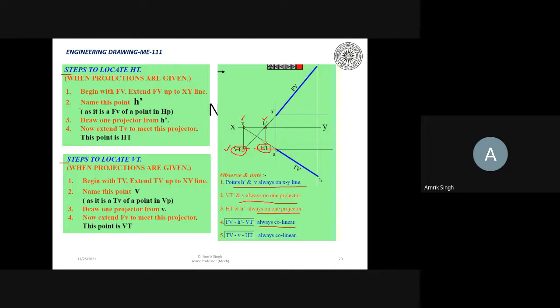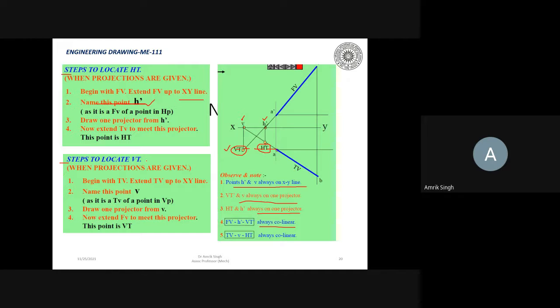So these are the steps to locate. Begin with the front view and extend the line up to XY. This is the first step. So we have extended up to XY. Name this point as H dash. Draw one projector from H dash. So you have drawn this. Now extend the top view to meet this projector.